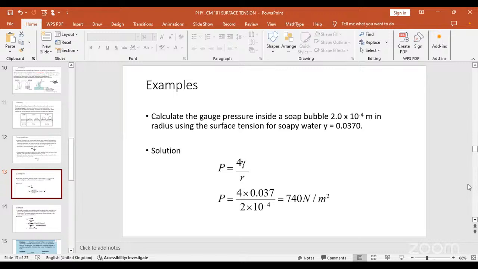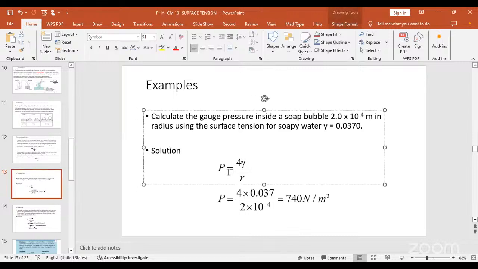2 times 10 to the power minus 4 meter in radius, using the surface tension for soap water as gamma equals 0.0370. This is a straightforward situation where we use P equals 4 gamma over R. We insert gamma divided by the radius, and we have that the gauge pressure of the soap bubble is 740 Newton per meter square.